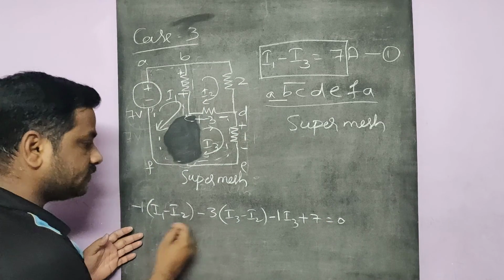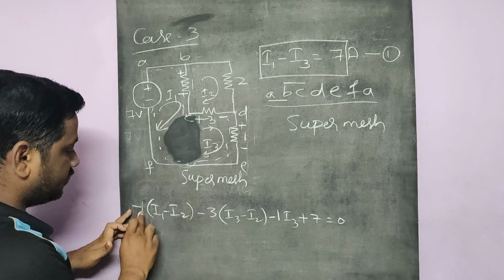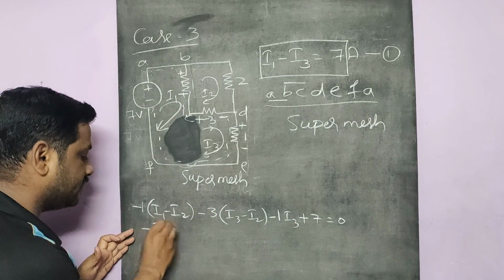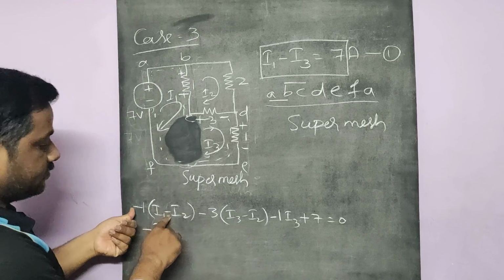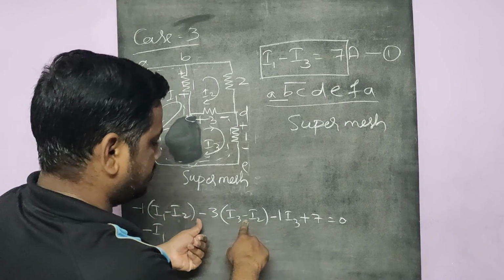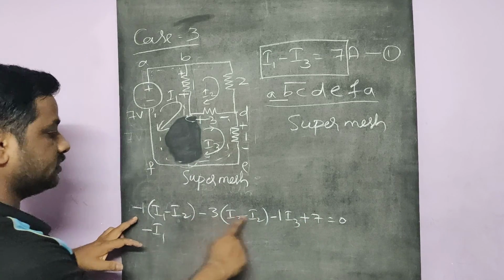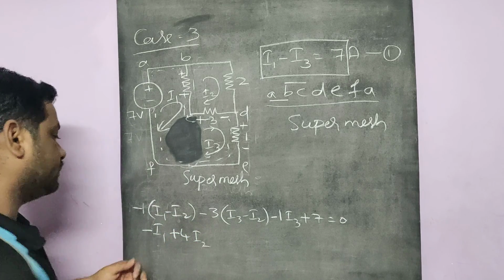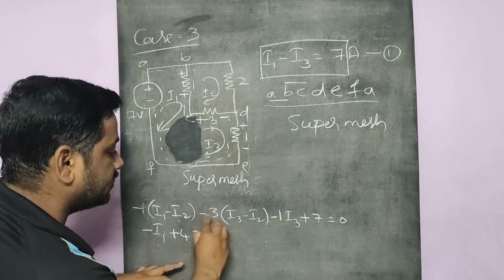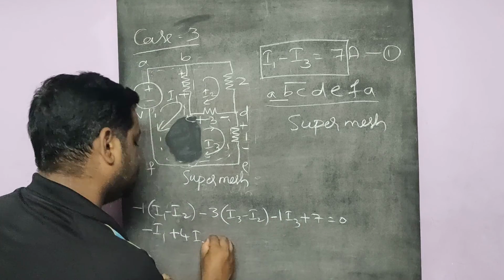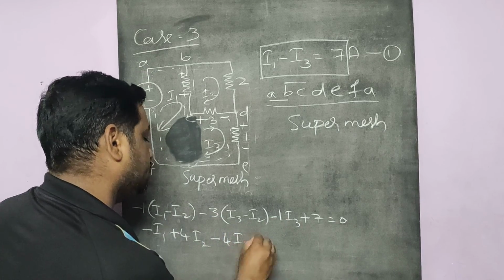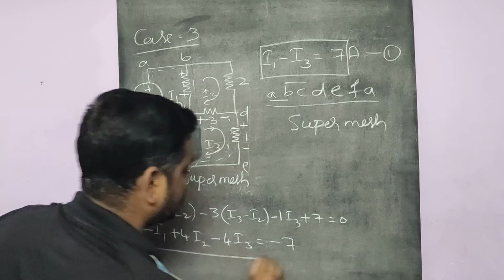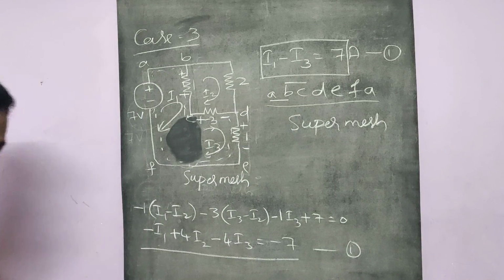Now, if we simplify this, we have only one I1, so this is going to be minus I1. Minus into minus gives plus I2, and again plus I2. So here 3I2, here 1I2, plus 4I2 I am going to get. Next, we have minus 3I3 minus 1I3, so minus 4I3 is equal to minus 7. This is what we can write as expression 1.